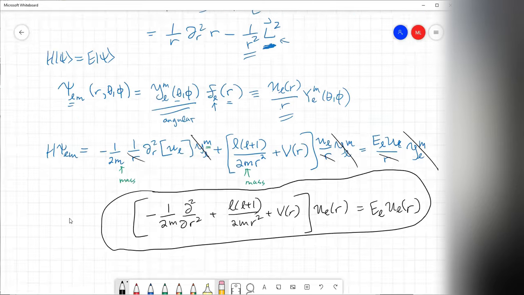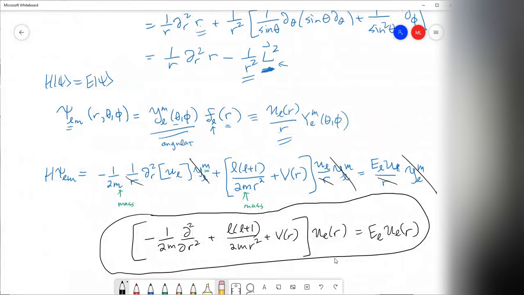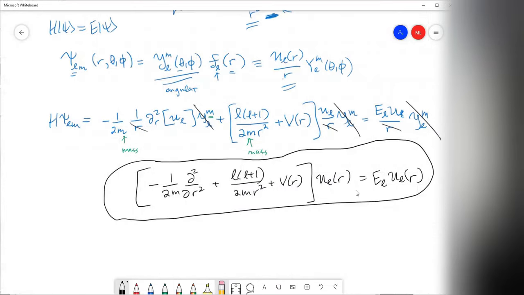So you see, this 3D problem that we started with reduces to a 1D problem for this radial part of the wave function u, where it looks just like a 1D problem, except you have a different kind of potential. You have your original potential plus this centrifugal term. And for each value of L, each angular momentum quantum number, you have your own little 1D problem you have to solve.